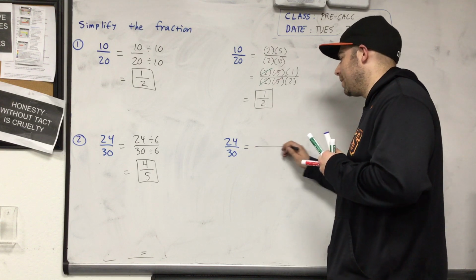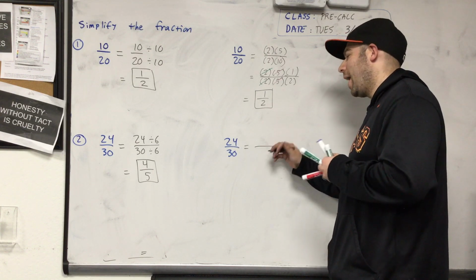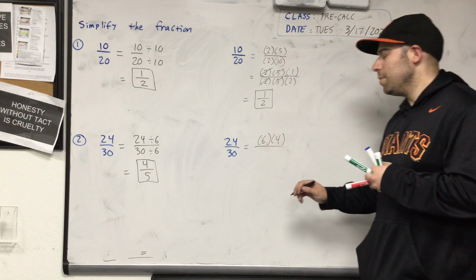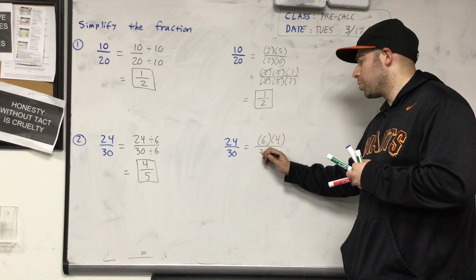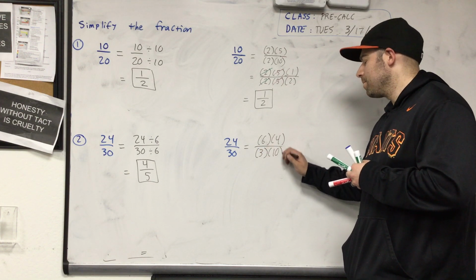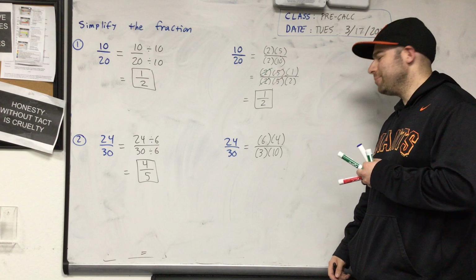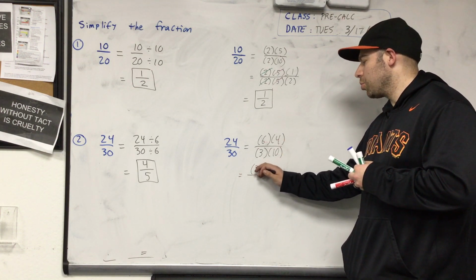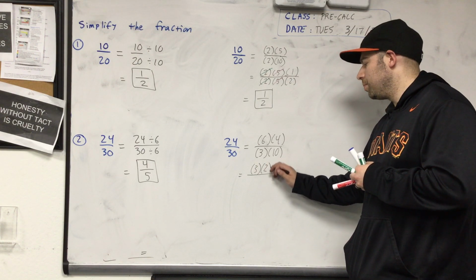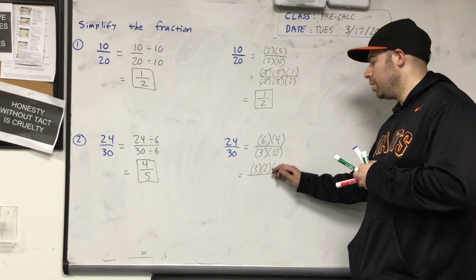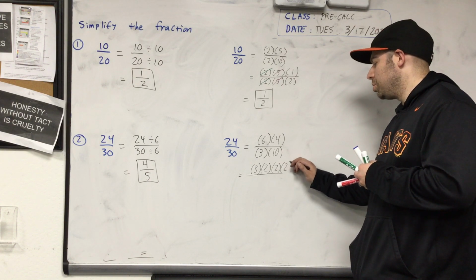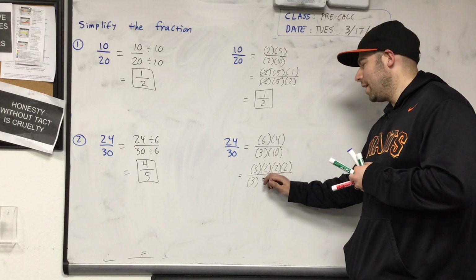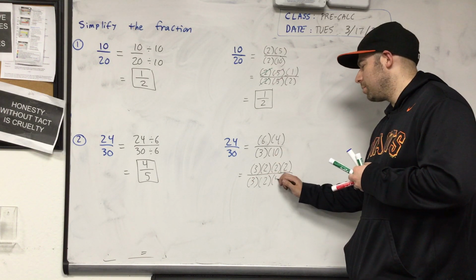So let's take a look at this. 24 can be broken down. I like 6 times 4. 30 can be broken down into, let's go with 3 times 10. Is there anything to cancel out right now? Well, let's break it down into primes. 6 can be broken down into 3 times 2. 4 can be broken down into 2 times 2. 3 is prime, that cannot be broken down. And 10 can be broken down into 2 times 5.